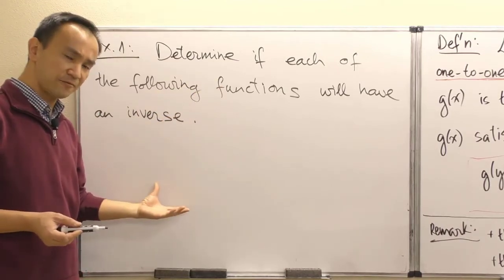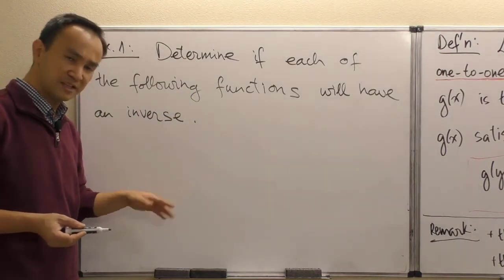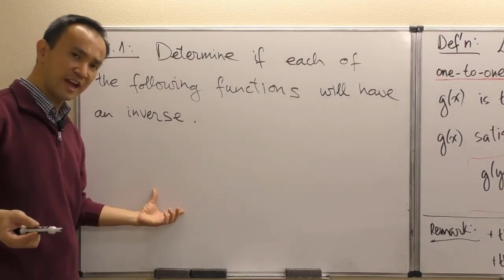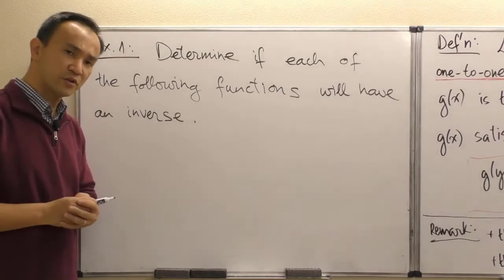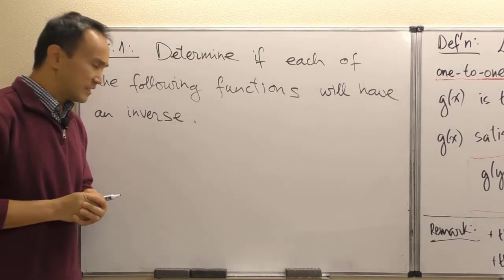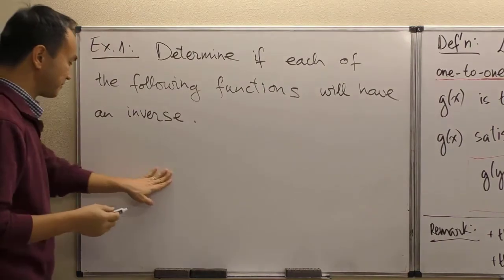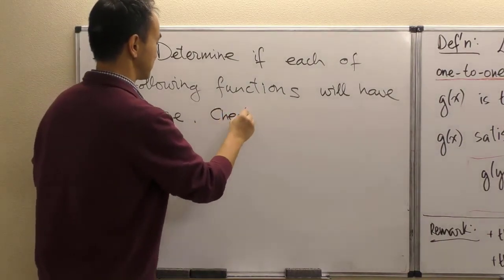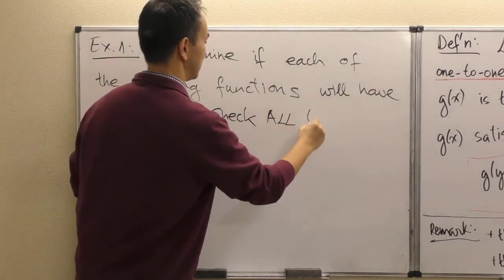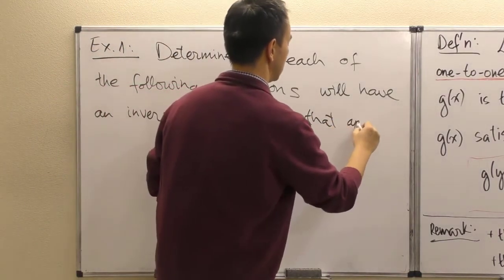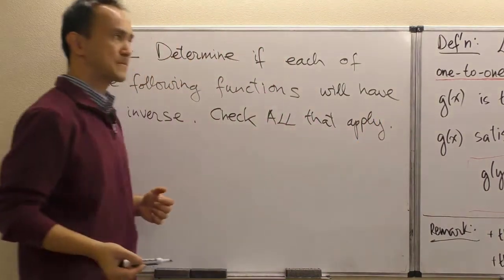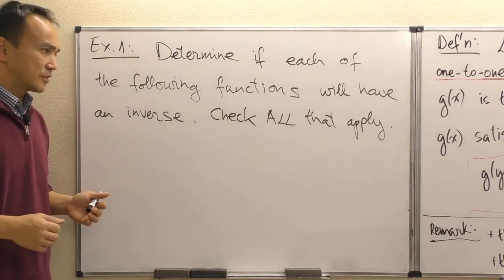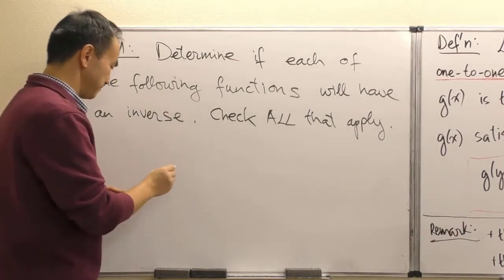So I'm going to be giving you a list of functions, and we're going to determine, is this function going to have an inverse or not? Or is that function going to have an inverse or not? Now that list here, check all that apply.